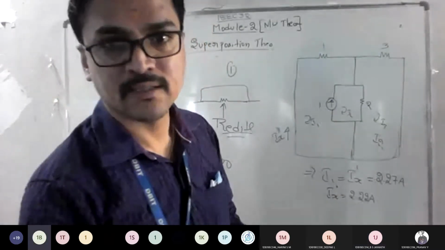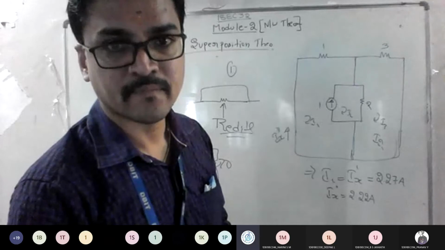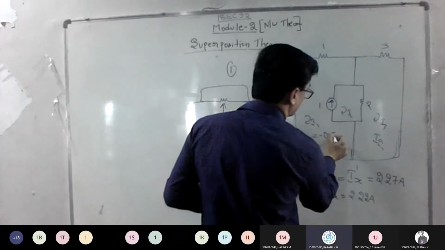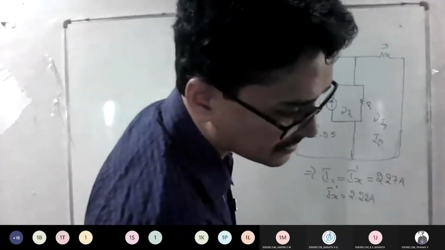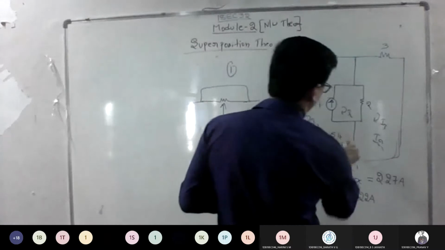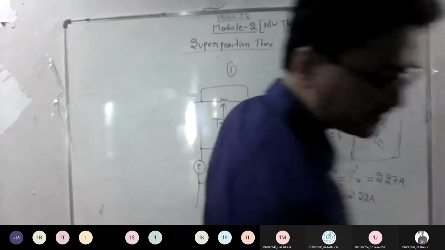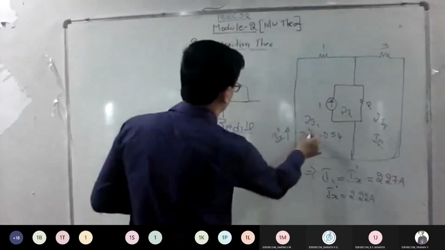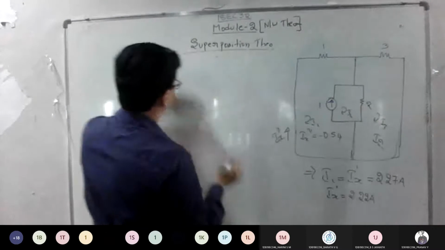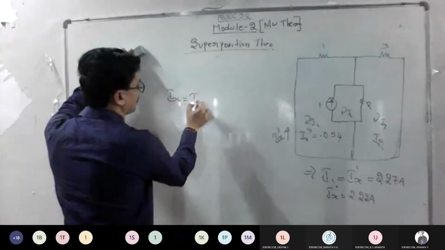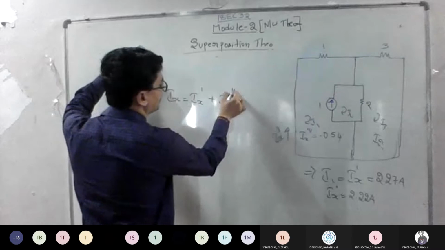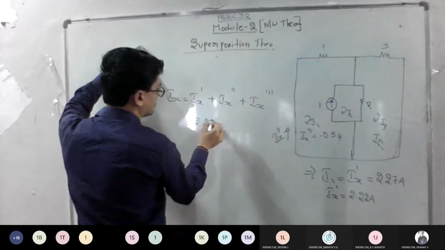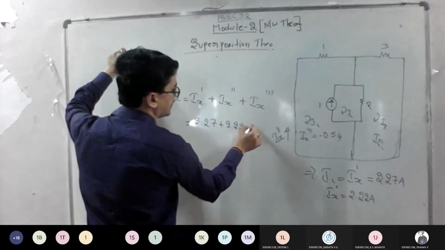So add all 3 answers. Minus 0.5454, sir. Yes, sir. Minus 0.54. Okay, so you get negative for the last one. So you got all 3 answers now. Ix triple dash. So write the final answer. Final answer Ix is equal to Ix dash plus Ix double dash plus Ix triple dash. So we got the answer as 2.27 plus 2.22 minus 0.54.